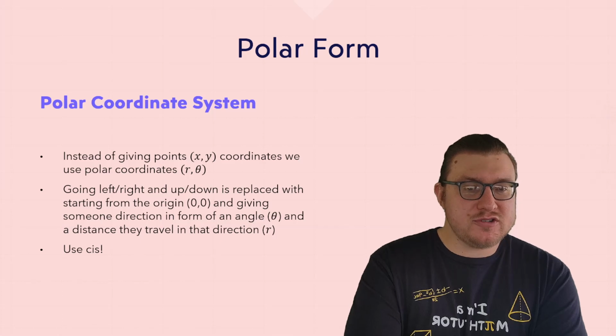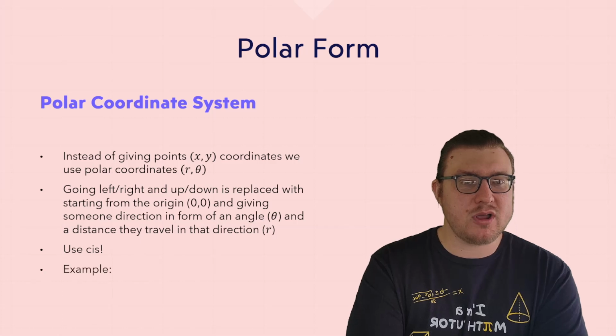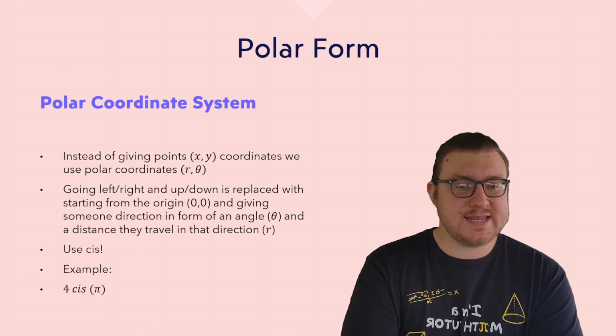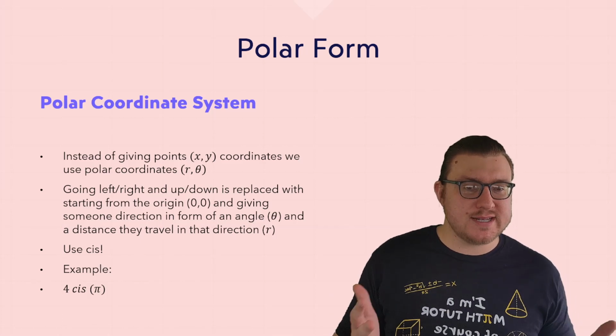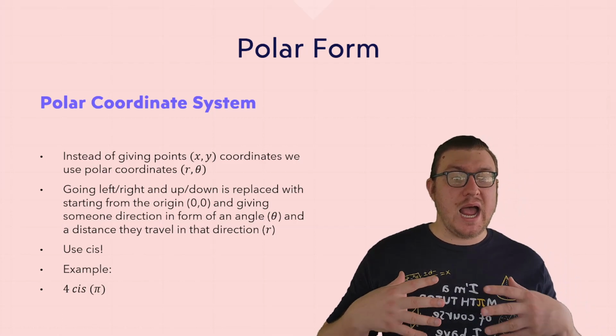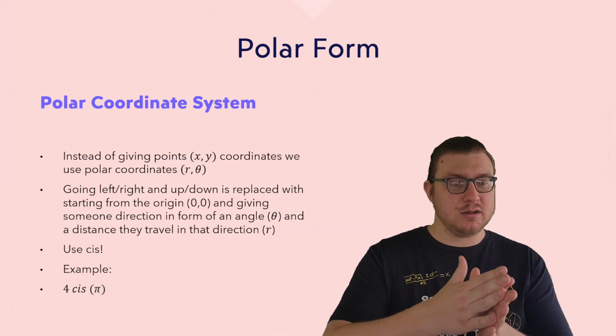Now, you have used this notation before, cis. Well, let's have a look. What is that? For cis pi, or 4 cis pi, is exactly this polar form. It tells us how far to go, 4 units, and it tells us the angle, pi.